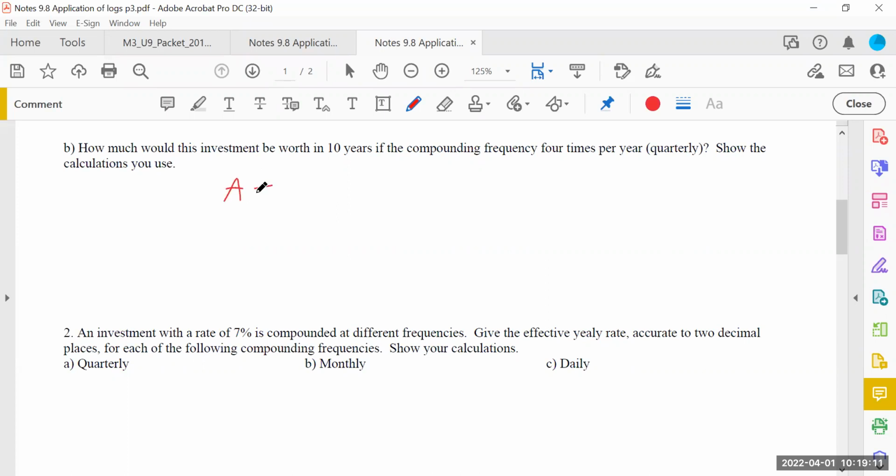So A is equal to 800 times 1 plus 0.05 divided by 4. So again, the only change here is that n is 4 instead of 1, raised to the 4 times 10. Everybody put that in your calculator. You should get very close to the same answer, but not exactly the same. It should be a little bit more.